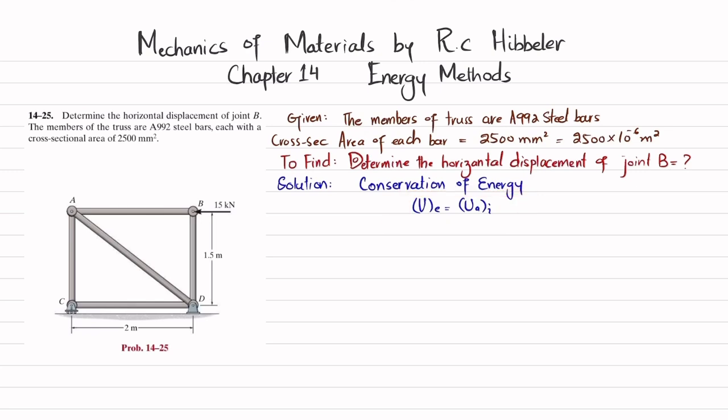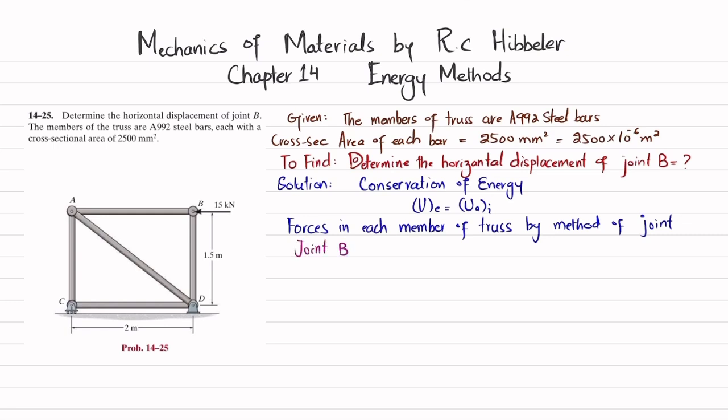So the first step is that you have to find the forces in each member of the truss by using the method of joints. Why? Because we should know the axial load in each member so that we can apply the strain energy due to axial loading. So first, we will take joint B.